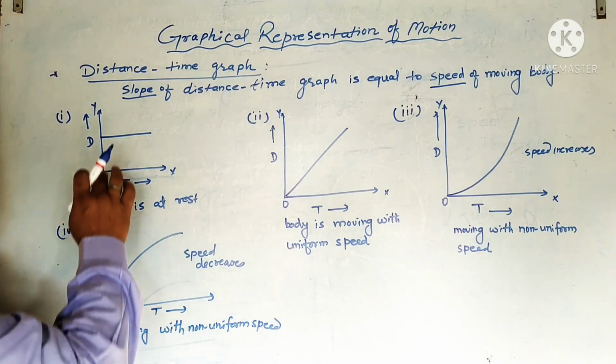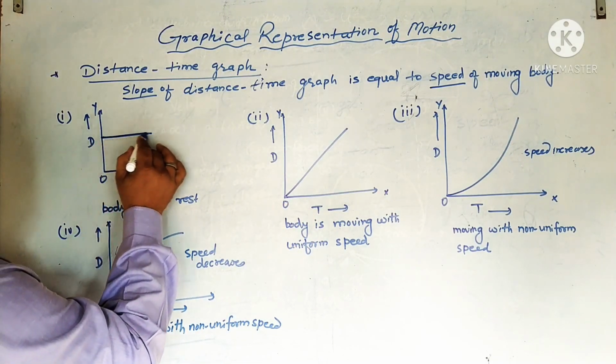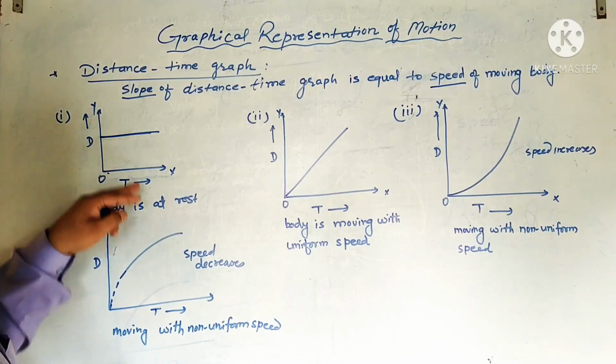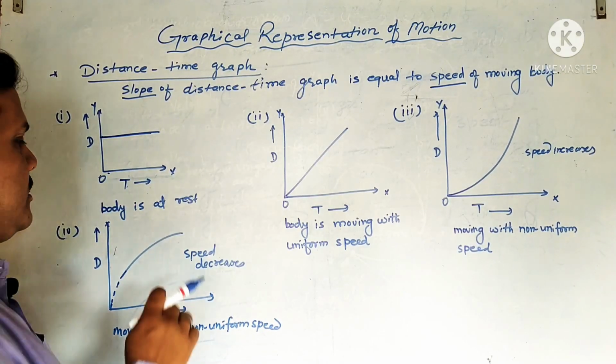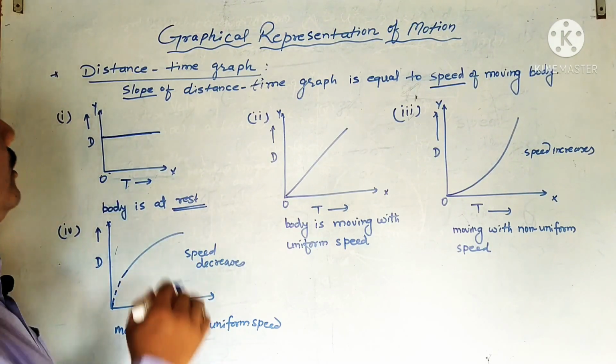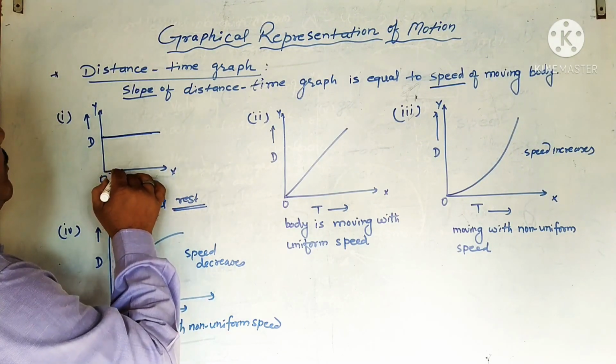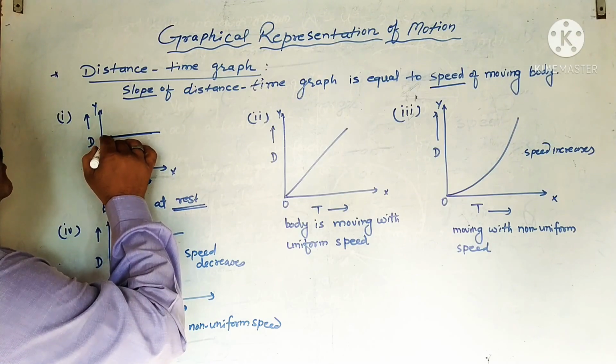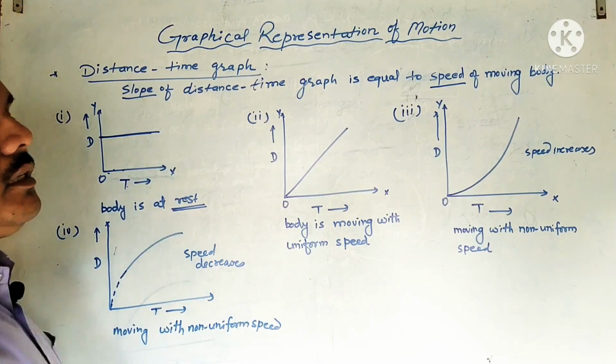Okay, so if this line is parallel to the time axis, अगर ये टाइम एक्सिस के पैरेलल होगा, in that case that object will be at rest position. Okay, how can we say? Suppose that as the time passes, that distance showing the same point, it means the object is at rest.